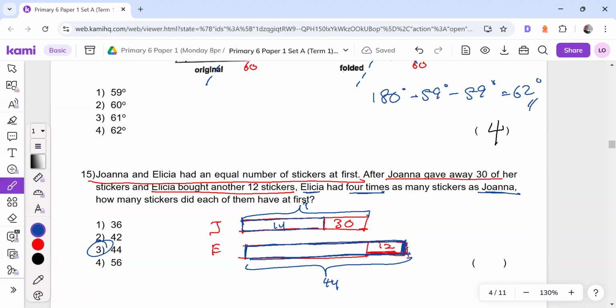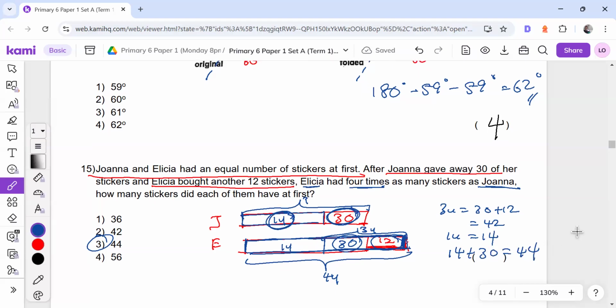And then what's so fun about model drawing? It's about cutting. Cut here, 1 unit. Then here, 30. You never think a lot. It's about the method, the model method. And then you can compare. Model is about comparing. How many more? How many less? 4 units minus 1, 3 units, which is 30 plus 12. Right? So 3 units is 30 plus 12. You get 42. 1 unit is 42 divided by 3, 14. So how many did each of them have at first? Look at the arrow question mark. Question mark is to find 1 unit plus 30. And that's how you get 14 plus 30, which is 44. So your answer, number 3.